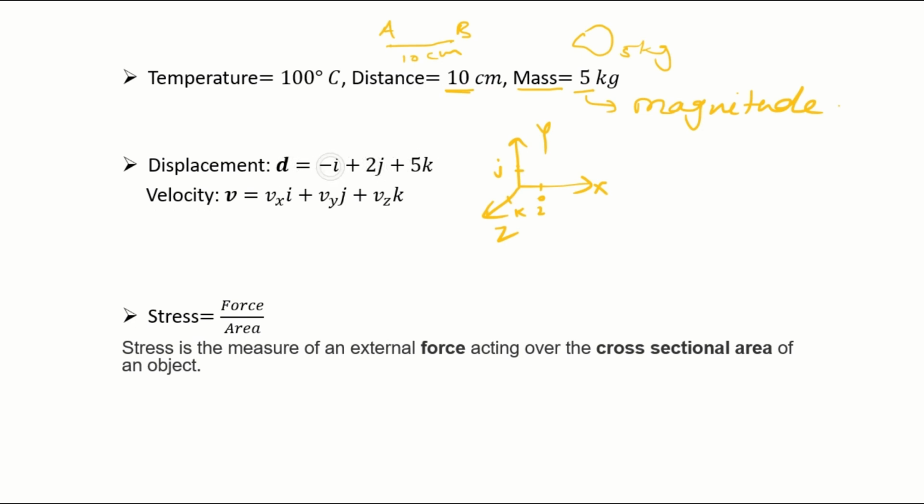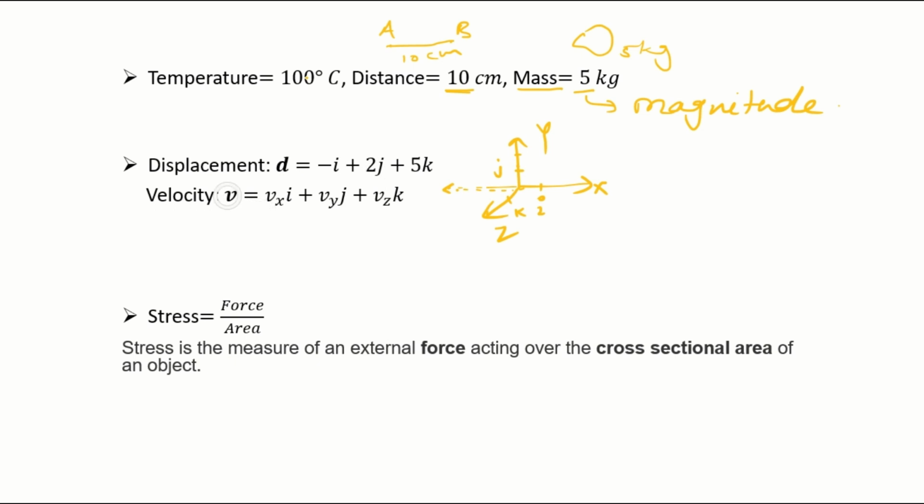Minus i means we are moving along the negative x direction. How much? 1 unit. Minus 1. So minus represents the direction, right? You are moving in the negative direction. Okay. 2j, that means we are moving along the y axis. How much? Up to 2 units. And along the z axis we are moving 5 units. Okay, so to represent D we need the values minus 1, 2, 5. So the magnitude is associated, and along with it direction is also associated, right?